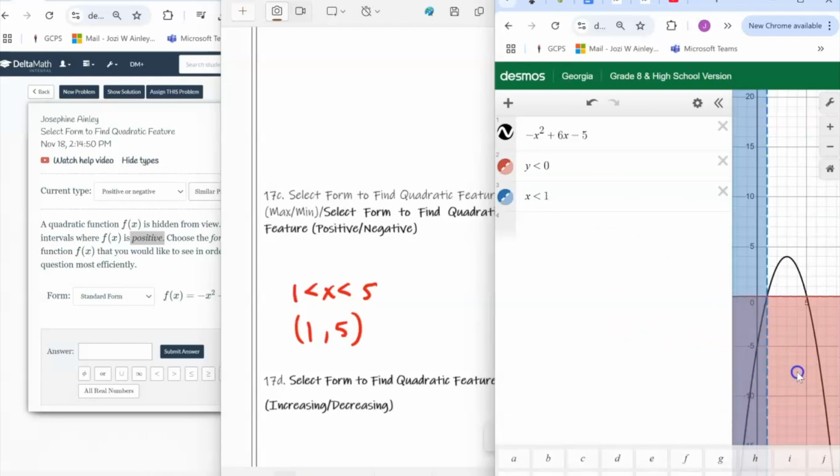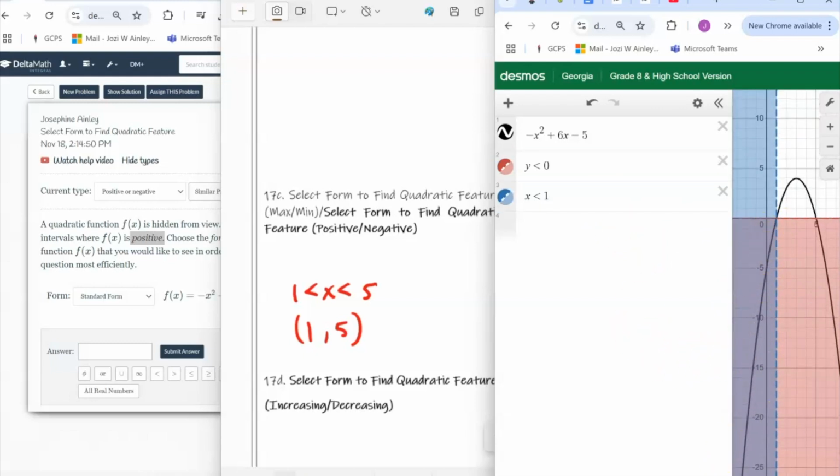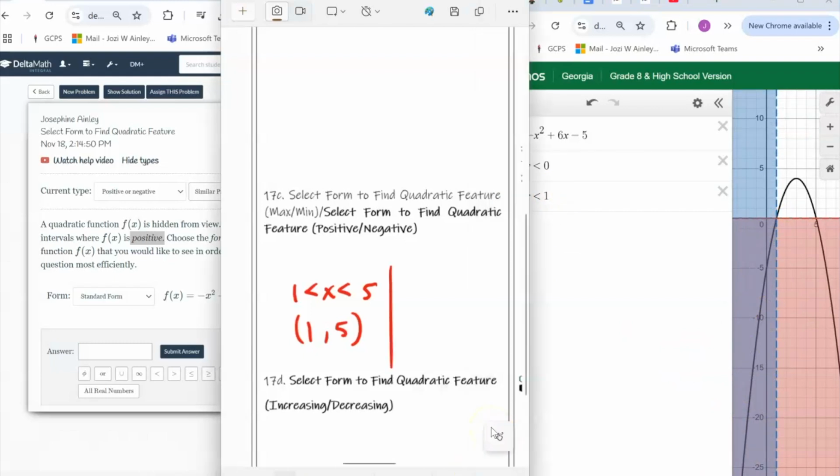Did it shade the part that I need? Yes, it's negative right here. So this is for my example. Of course, you need to write yours. Negative on the left. So if I was writing in this notation, I would say x left of 1 or less than 1.